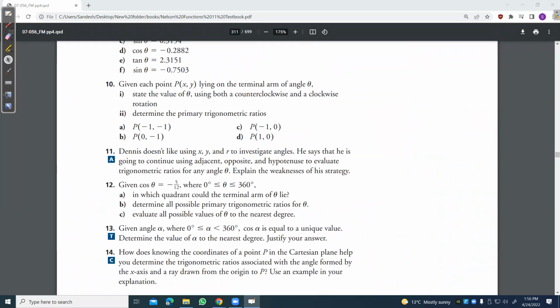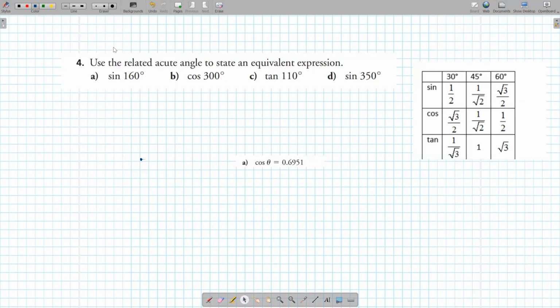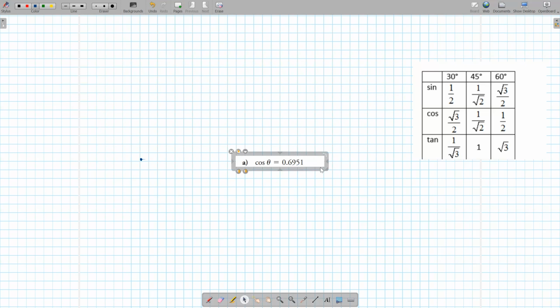Let's try a couple more questions, I guess. This is going to be difficult, isn't it? Yes, it is. By difficult, I mean it's just something we haven't done yet.